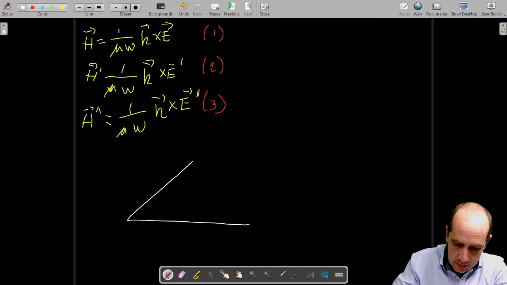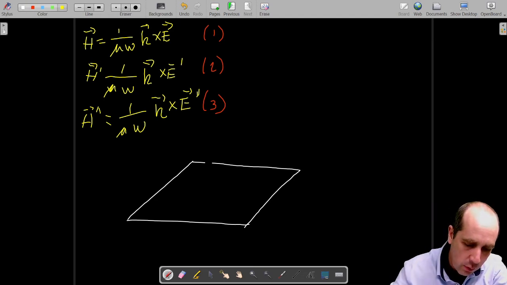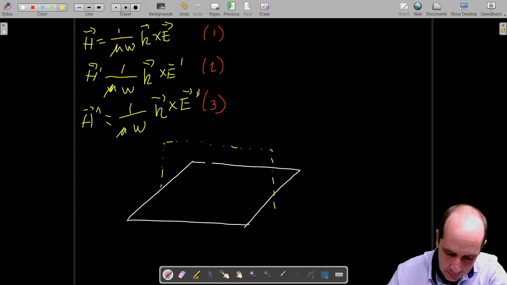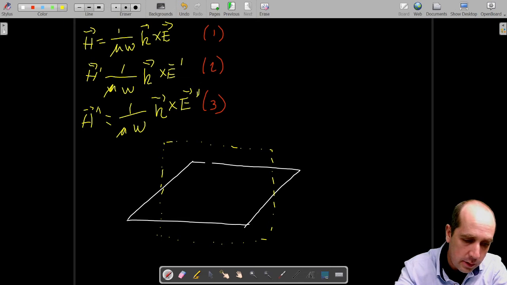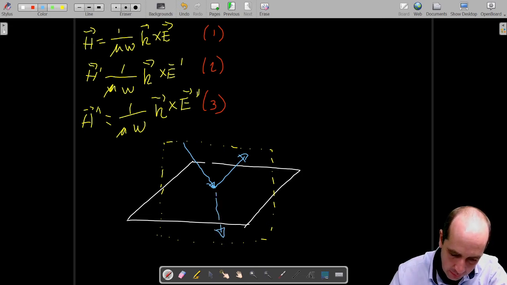I'll try to draw again a little three-dimensional diagram. So let's say this is the interface, the surface between the two materials, and we will draw here the incidence plane. So it's somewhere there. And in this incidence plane, we have the incoming k and the reflected k, they are both contained in this plane, and we have the refracted wave as well.